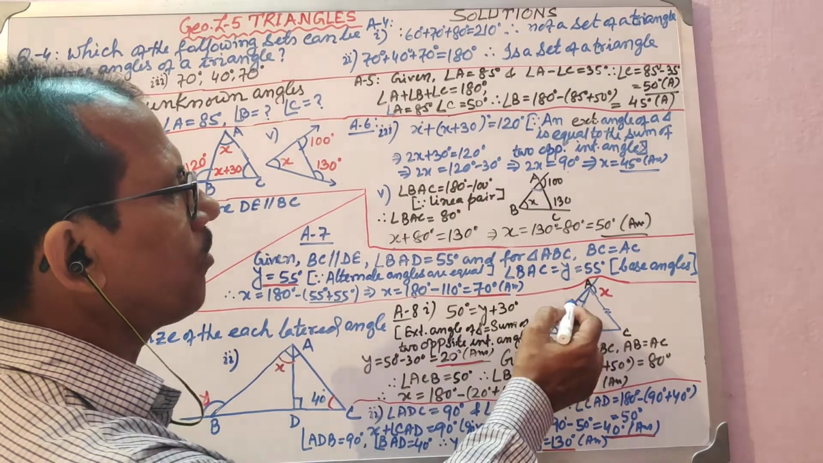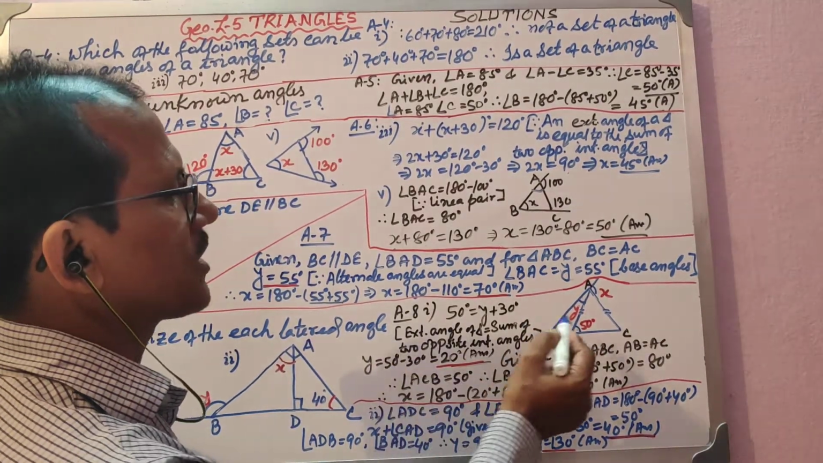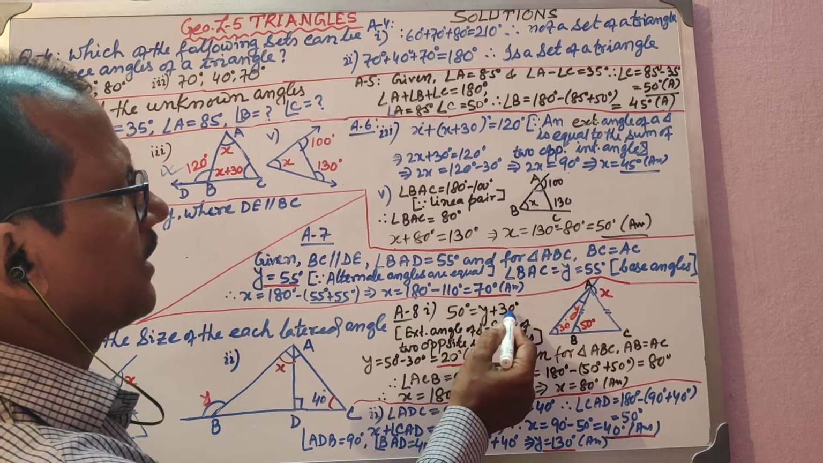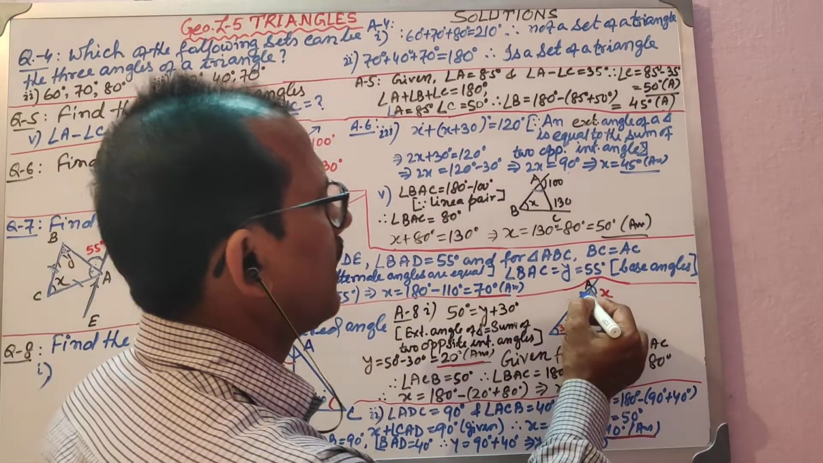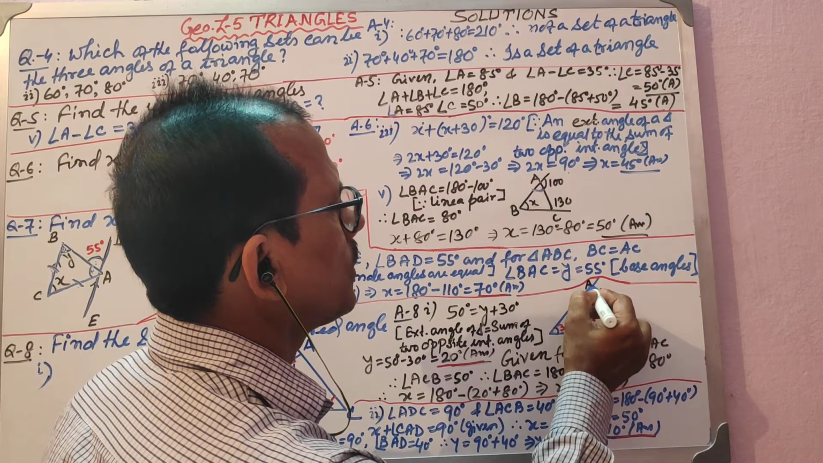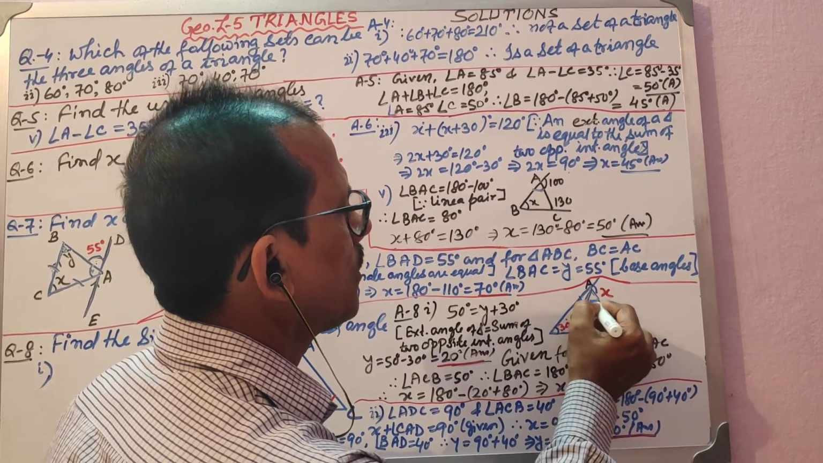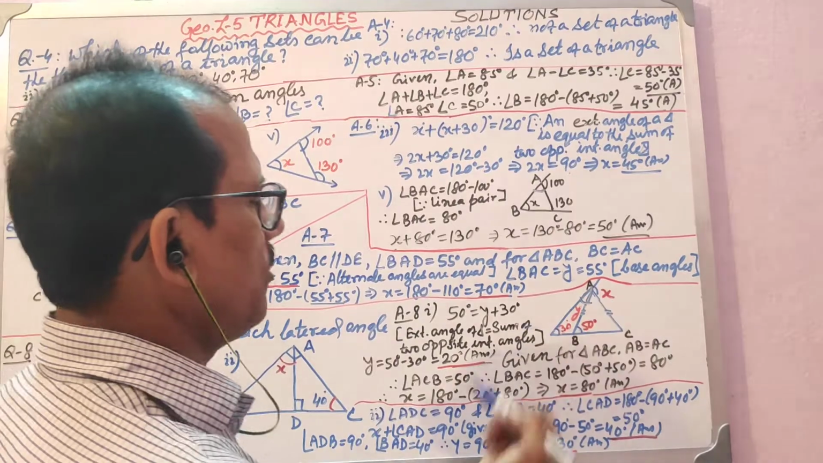So y will become how much? 50 minus 30. So the 30 comes to this side. So 50 minus 30, y is equal to 20 degree. Now this particular opening is 20 degree. You got it.